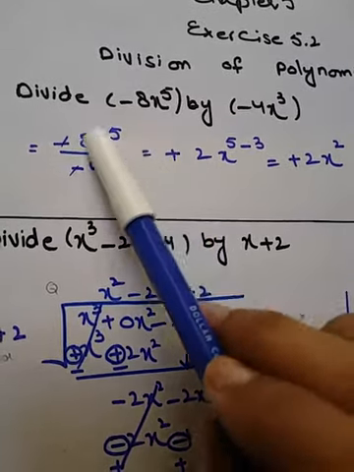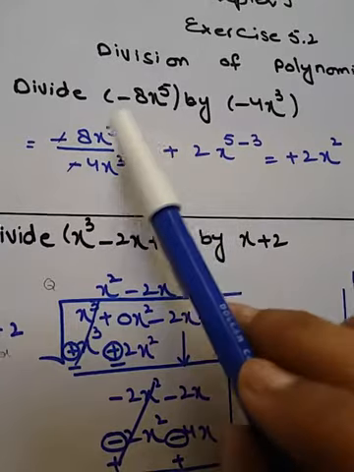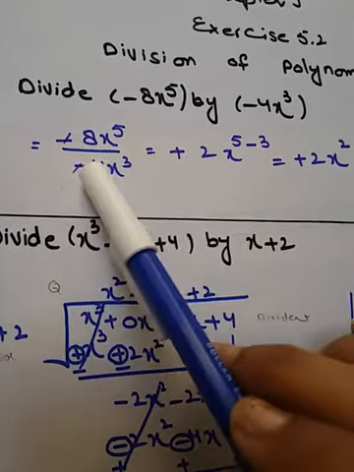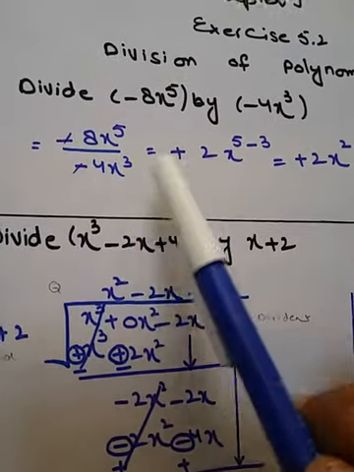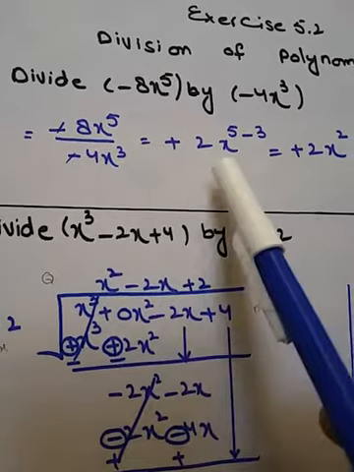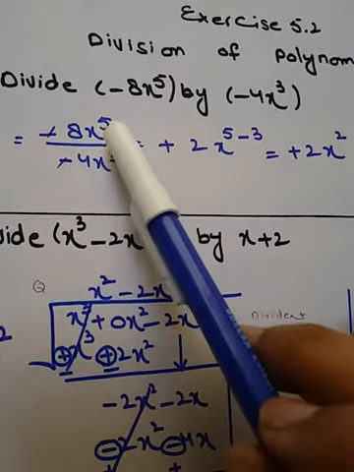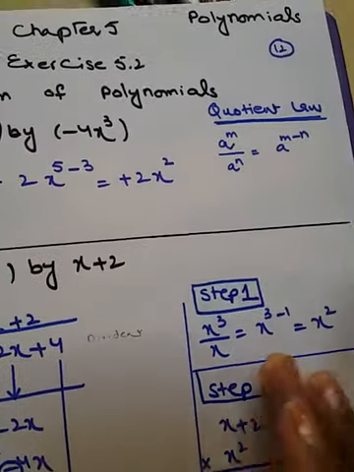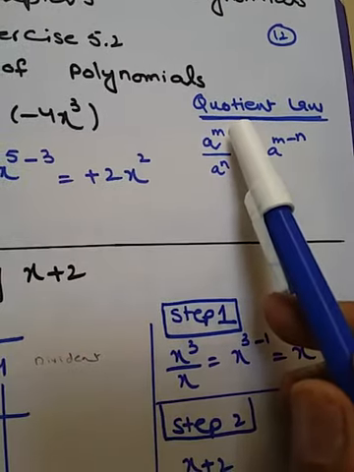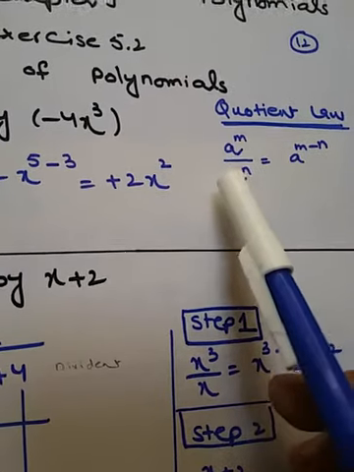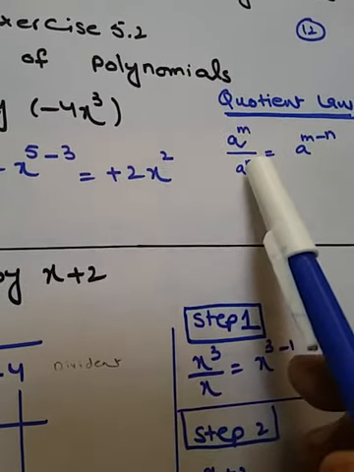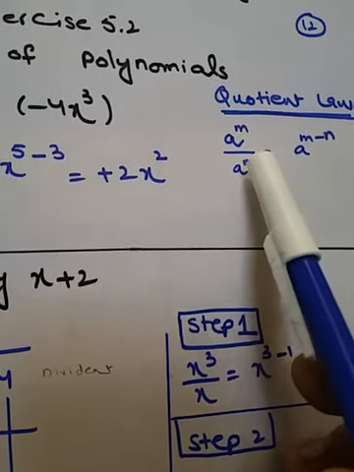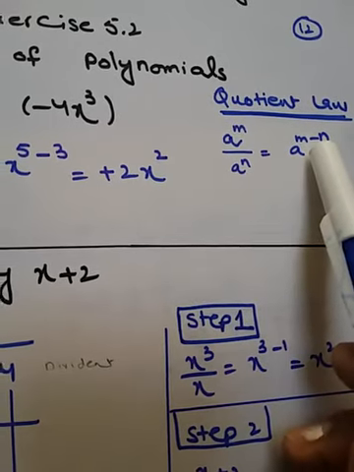Alright, the first polynomial divided by the second polynomial. Minus is going to cancel with minus, as we have minus minus plus. 8 divided by 4 gives us 2. And here we have x^5 divided by x^3. Now, here we are going to use the law of quotient, when we have the same variables but their powers are different. In this case, we write the base once and we subtract their powers.